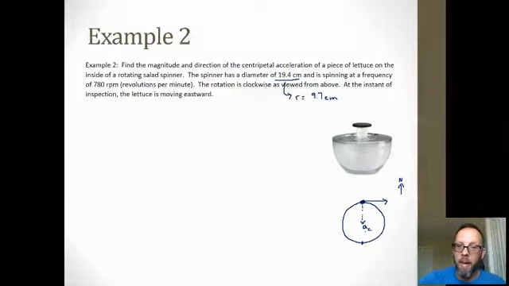So what is the magnitude of the centripetal acceleration? So we've got r, and we're given information about the frequency, but the units are revolutions per minute. So the frequency is 780 RPMs, revolutions per minute. Now, if we divide that by 60, that will give us the revolutions per second.